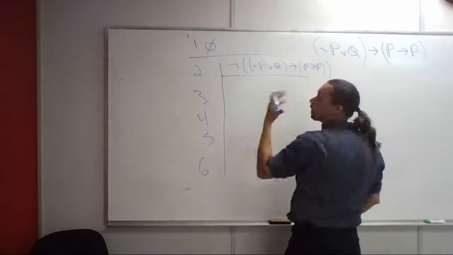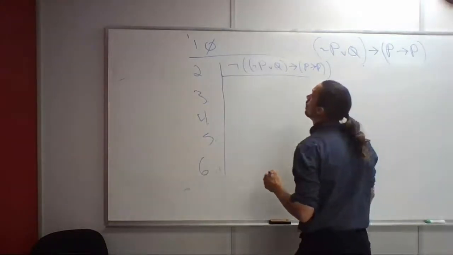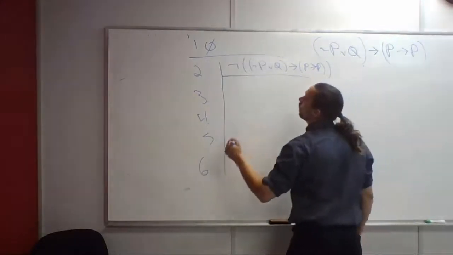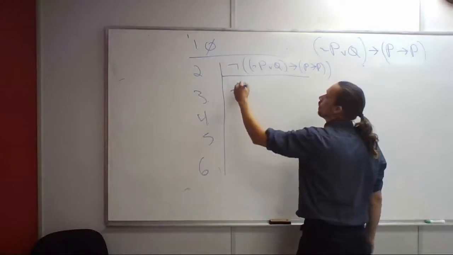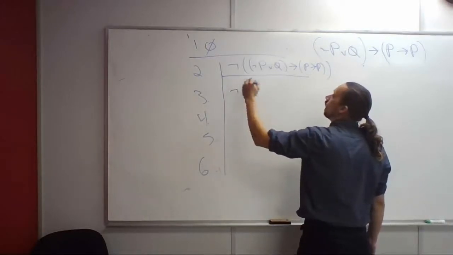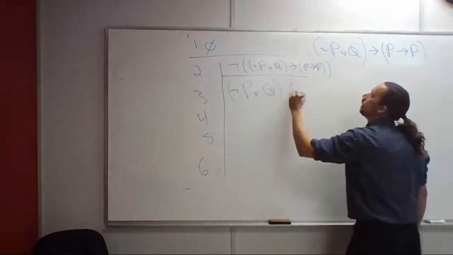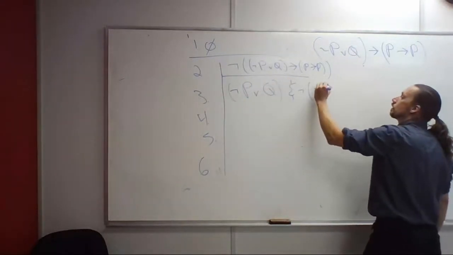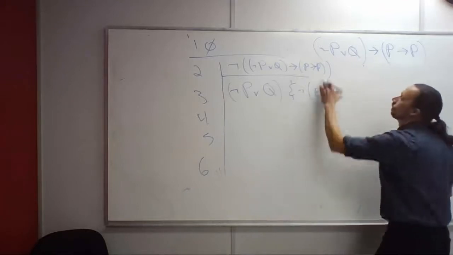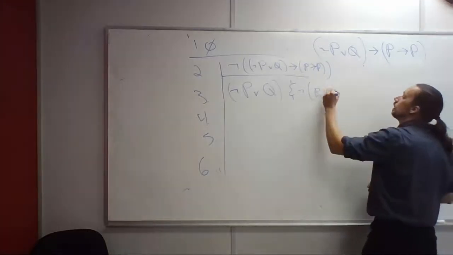So we have a negated conditional. There's only one way a negated conditional could be true. It's when the antecedent is true but the consequent false. So we're going to change this to not (P or Q), and not the case that if P, then P.